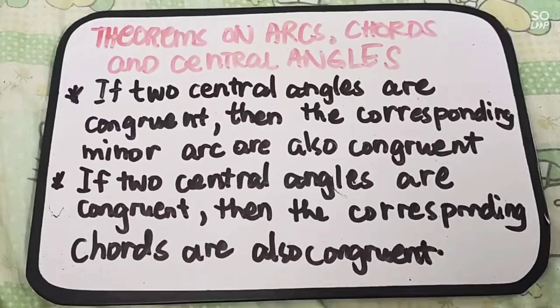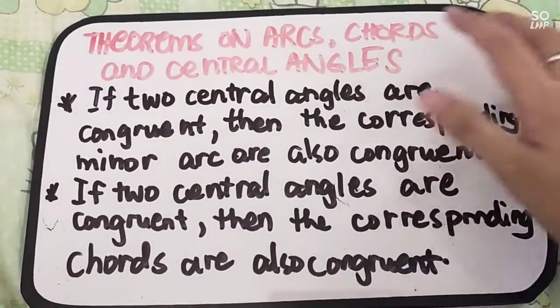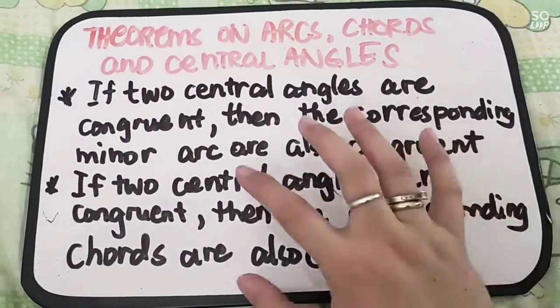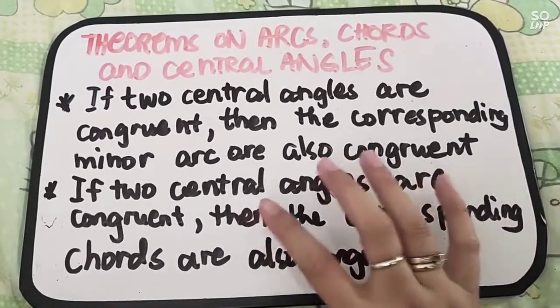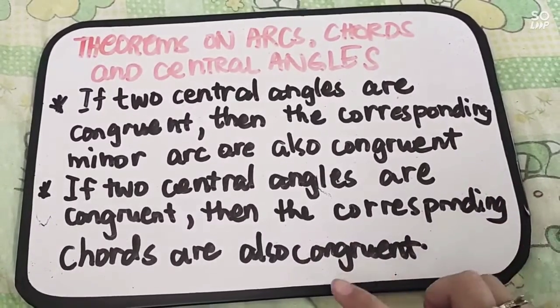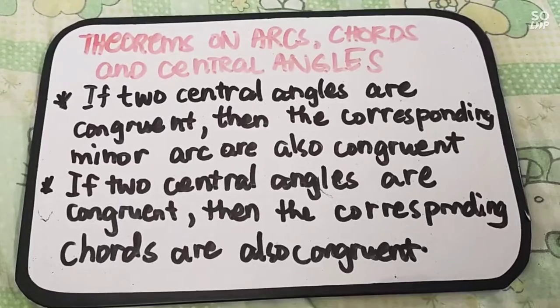Let's move with theorems on arcs, chords, and central angles. It says that if two central angles are congruent, then the corresponding minor arcs are also congruent. And if two central angles are congruent, then the corresponding chords are also congruent. Let us have an example.